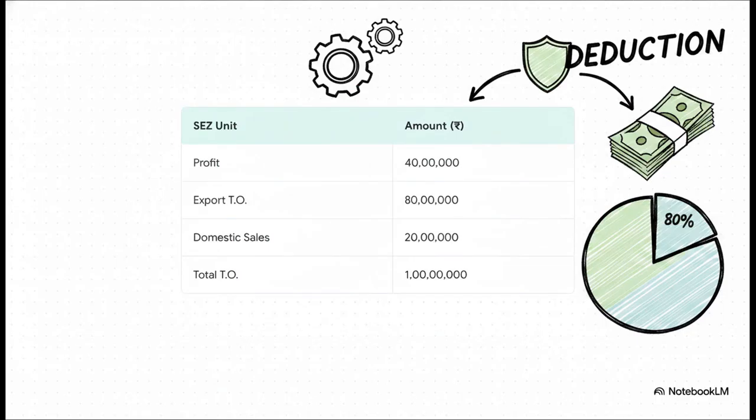Now what's really interesting here is how these numbers interact for the SEZ unit. His profit sits at 40 lakh rupees, his export turnover is 80 lakhs, and domestic sales are 20 lakhs, which gives us a nice clean total turnover of 1 crore rupees.